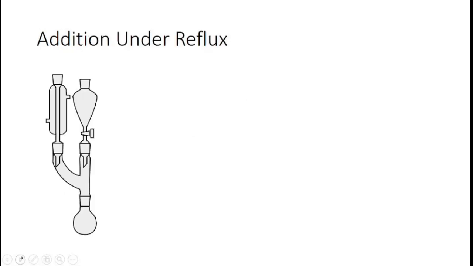This technique is addition under reflux. The main purpose, of course, of the reflux is to heat so that you can accelerate your reaction. But we use this technique so that we can also add a second reagent or a third reagent, whatever. We can put something in that addition funnel and we can add that to the reaction mixture while it is under reflux.